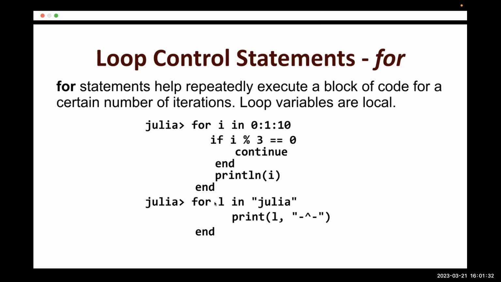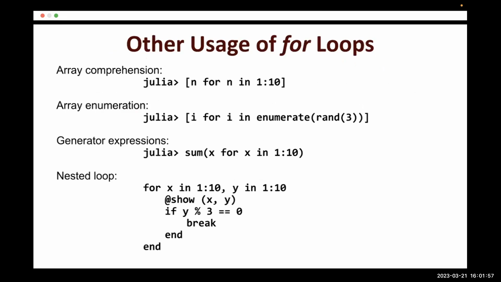The second loop condition is looping through a string with all the characters as its input. So every time you print it, it will print J, U, L, I, A, etc., each as an individual character. Again, strings are nothing more than arrays of characters. If you understand that, this statement should be straightforward. And there are also other for loops.